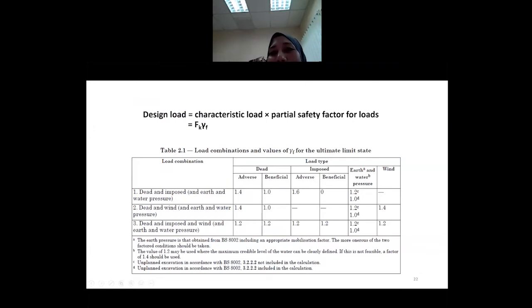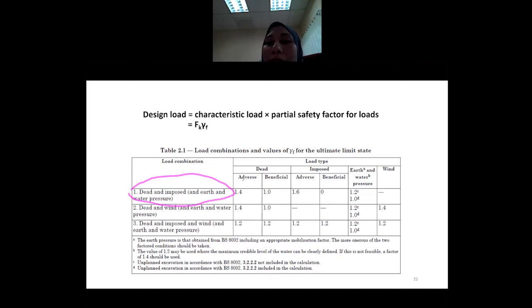So this is table daripada BS lagi. Okay, so this table you nampak dekat sini. We have like the first one, dead and imposed load, dead and wind, dead and imposed load and wind number 3. So for the first one, we see that dead and imposed. Okay, so normally this is what we going to use for a simple type of building. Okay.